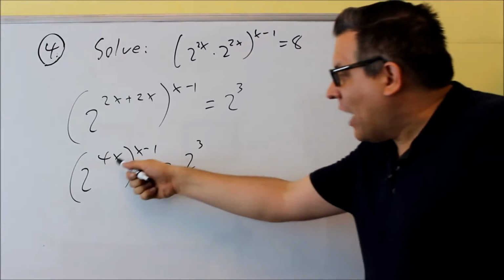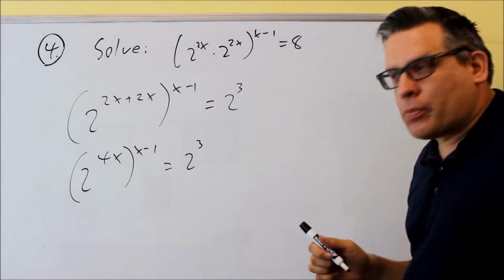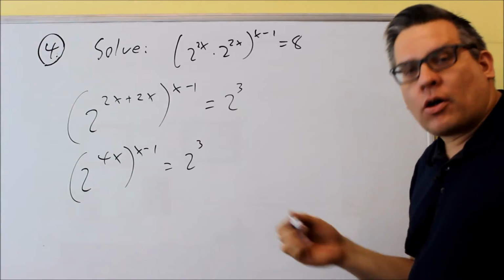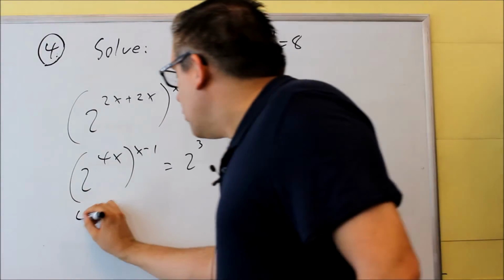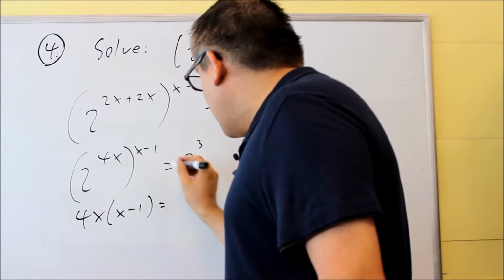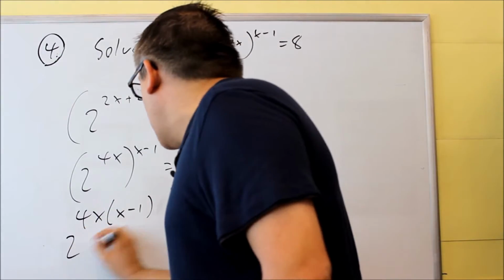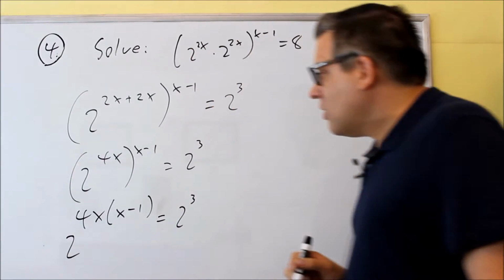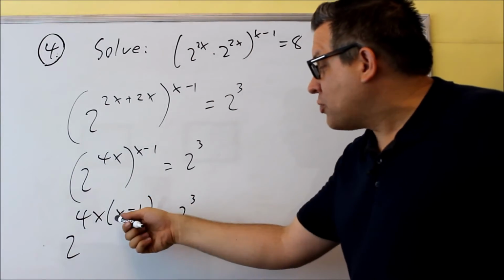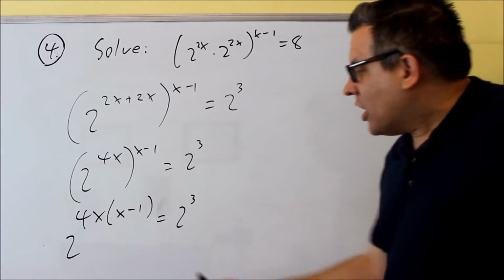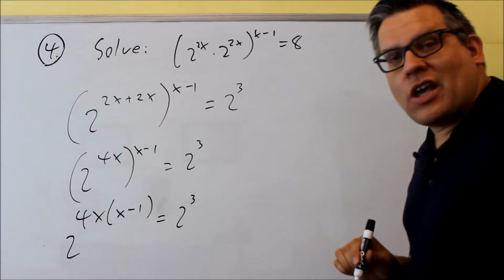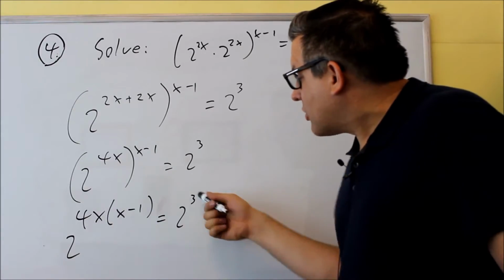Now whenever you have a power that's raised to another power, that's exactly what I have here, a power raised to another power, you're going to multiply the exponents. So I'm going to do 4x times x minus 1 on the outside. So let me go ahead and write it this way. Okay, so I have, now it's being multiplied and I have one exponent on this side and one on the other. If you have equal bases like I do now, then you can automatically set the exponents equal to each other. So now I can just set these two equal.